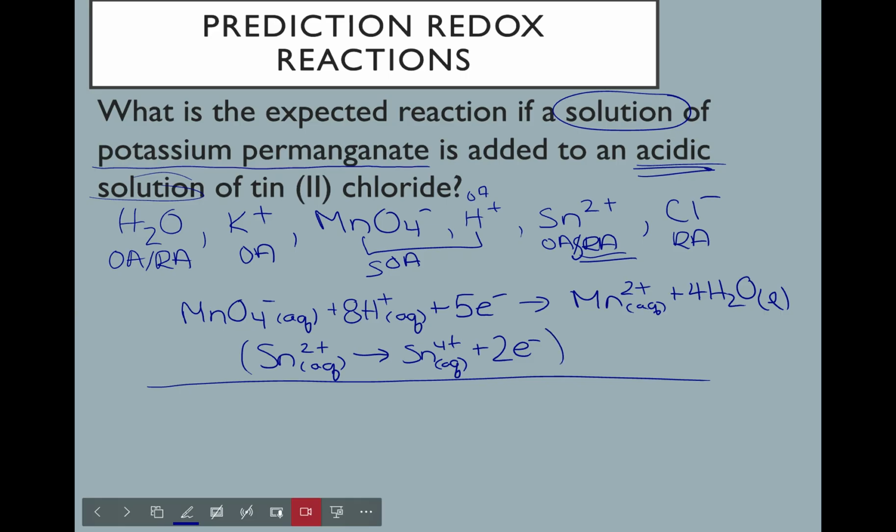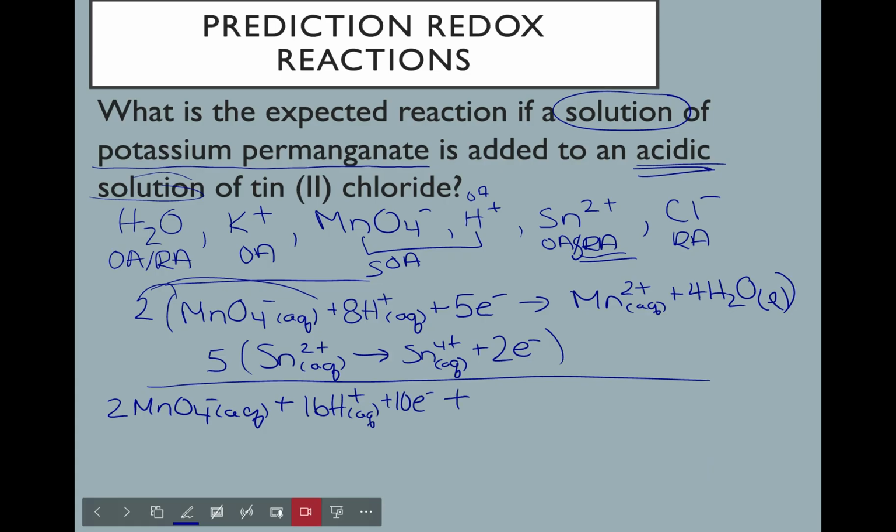So I'm going to multiply the bottom reaction by 5 and the top reaction by 2 to make a total of 10. Now with adding this together, I'm going to start to write down all of my reactants. And I'm bringing the 2 through, multiplying everything within, plus 10 electrons. And now I'm done with my reactants for the first reaction, so I'll look at the second, and I have 5 Sn2 positive. And same idea, I need to multiply that 5 throughout. And now I can look at my products.